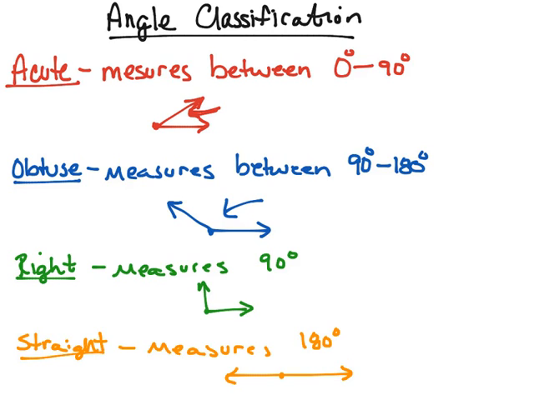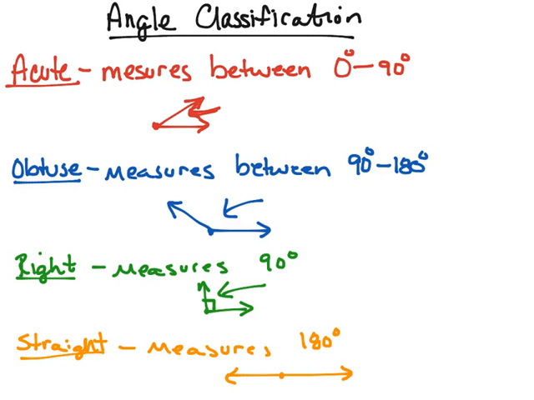Next one we have is the right angle, and a right angle always has a measure of 90 degrees exactly. So in this case we have a 90 degrees, and we can show that 90 degrees using the little box there. So this would be an example of a right angle because its measure is 90 degrees.